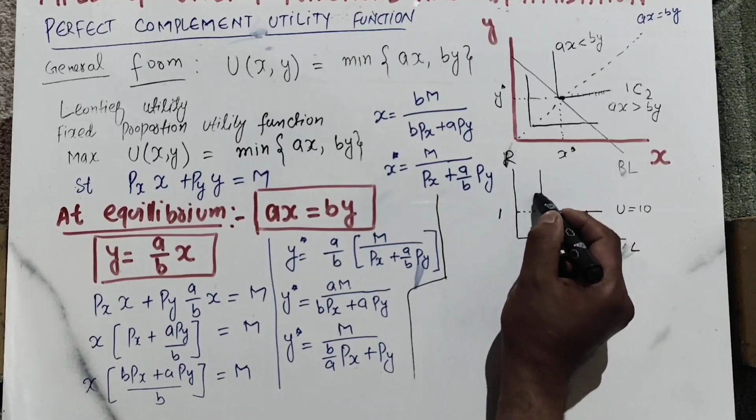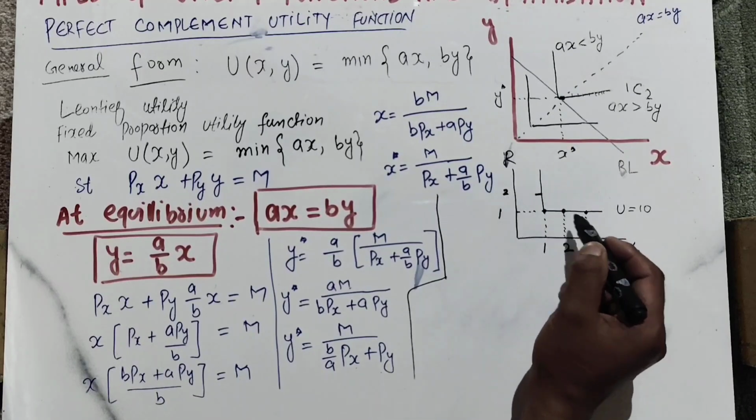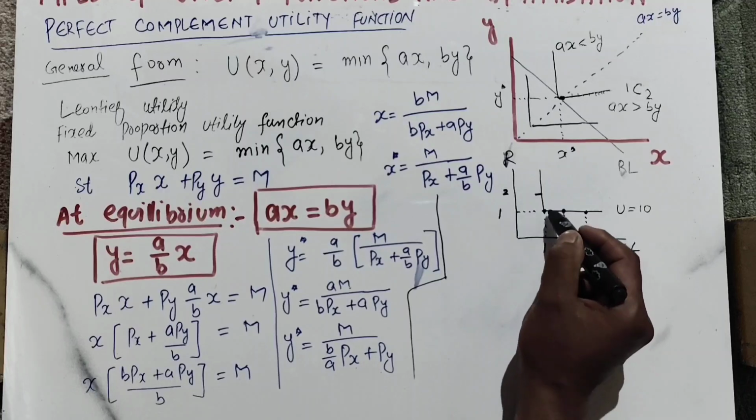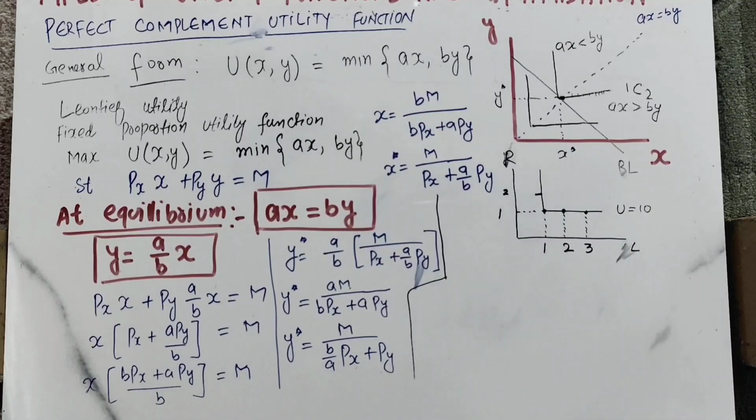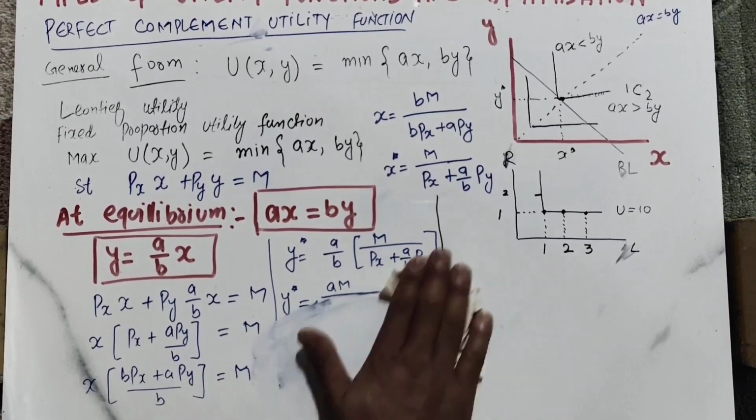Similarly, if I increase R to, let us suppose, 2, without changing L, I will again be on this L-shaped line. So my utility will not change at all. To understand it better, I will take a specific utility function here and solve it.